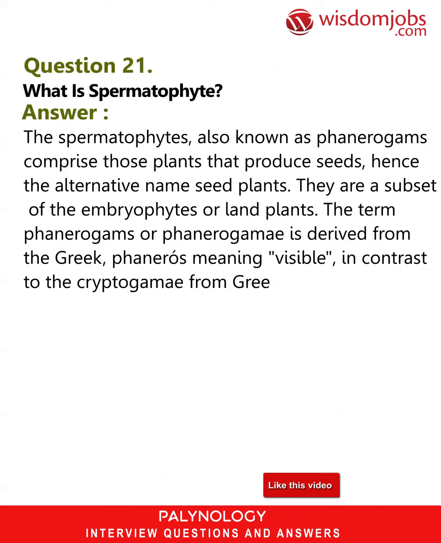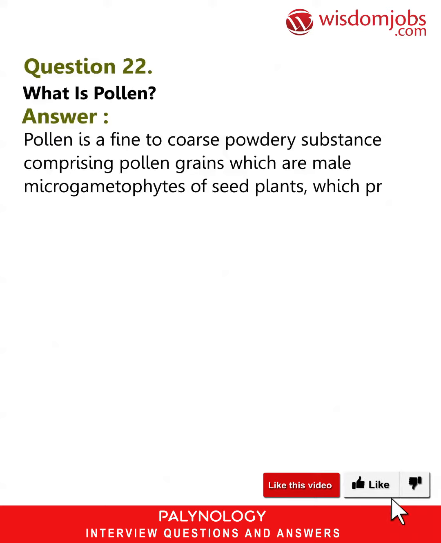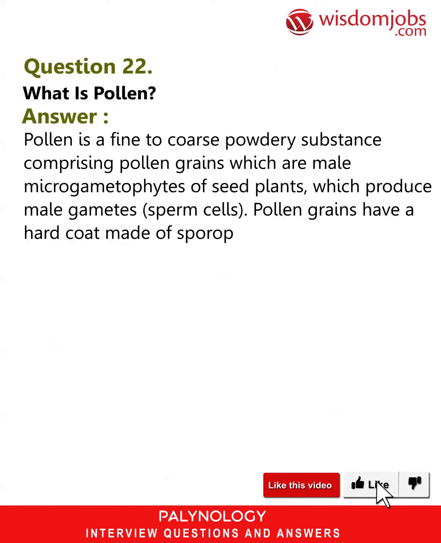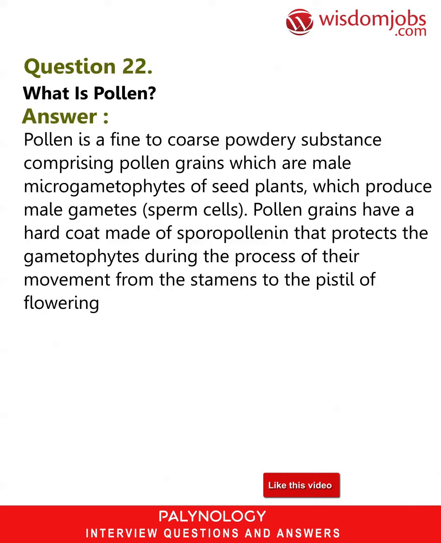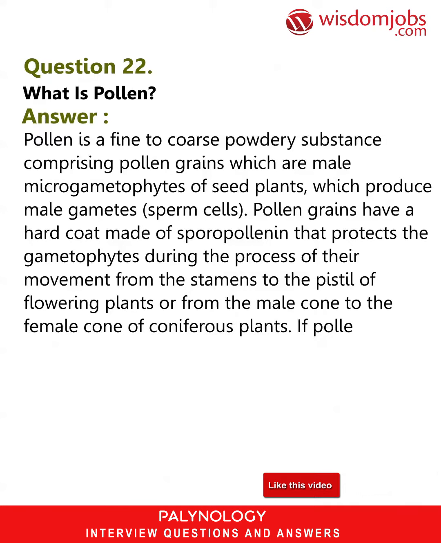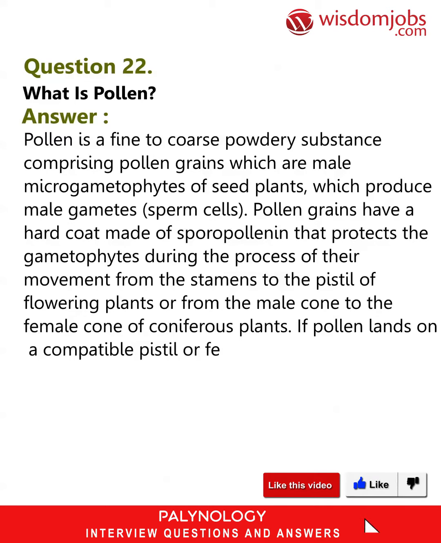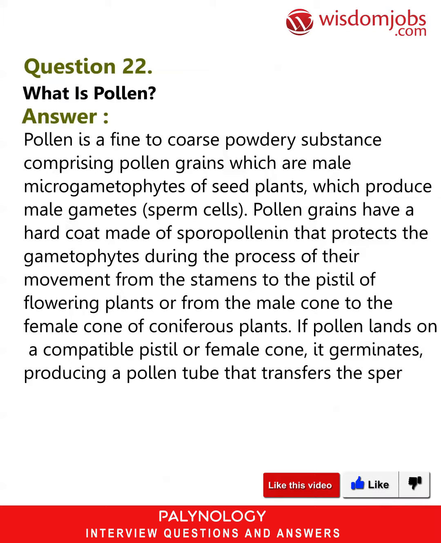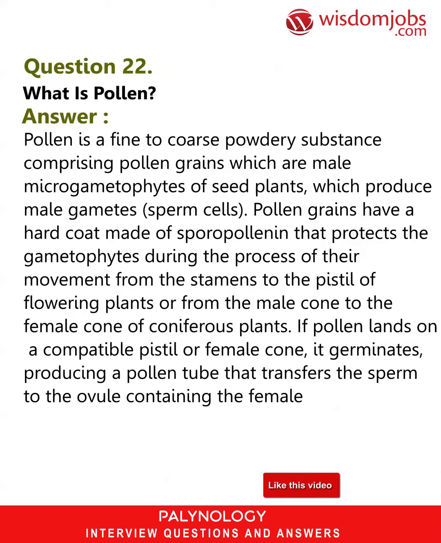Pollen is a fine to coarse powdery substance comprising pollen grains, which are male microgametophytes of seed plants which produce male gametes, sperm cells. Pollen grains have a hard coat made of sporopollenin that protects the gametophytes during the process of their movement from the stamens to the pistil of flowering plants, or from the male cone to the female cone of coniferous plants. If pollen lands on a compatible pistil or female cone, it germinates, producing a pollen tube that transfers the sperm to the ovule containing the female gametophyte.